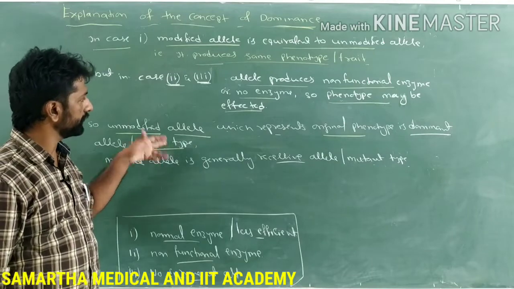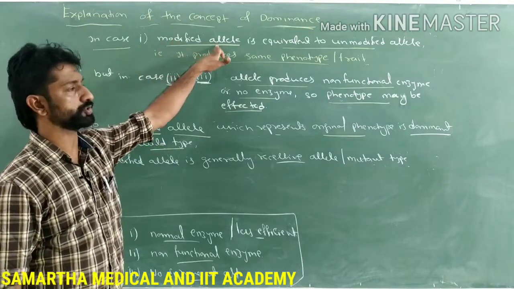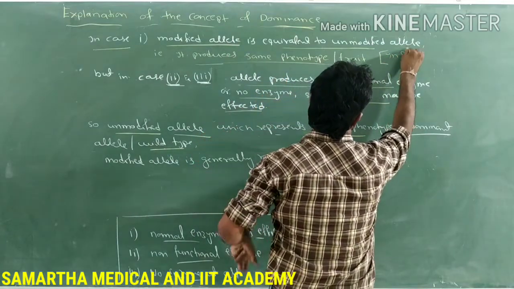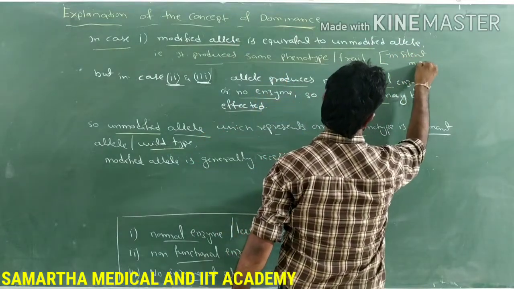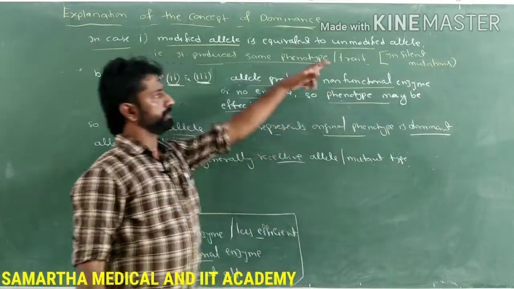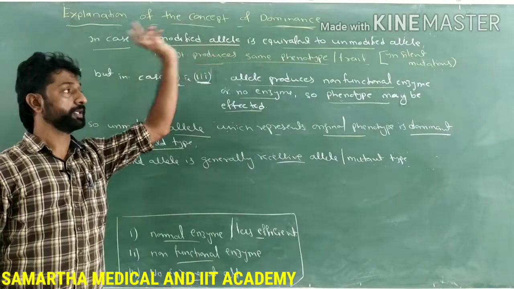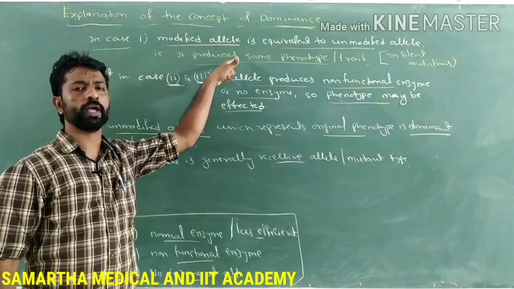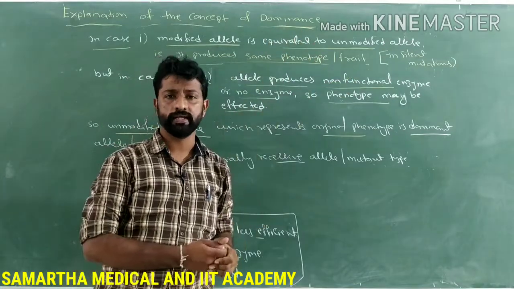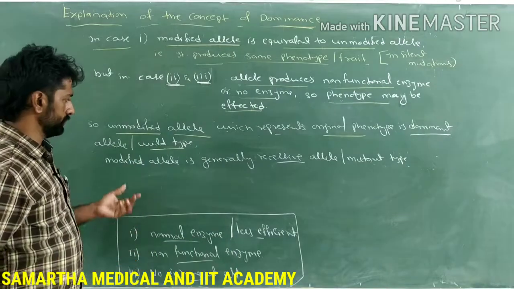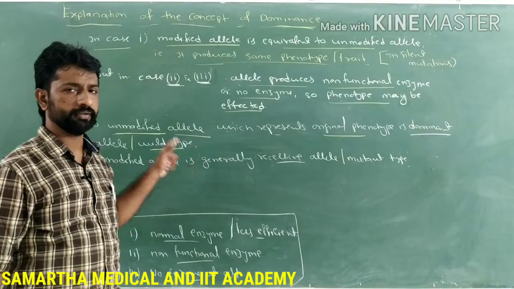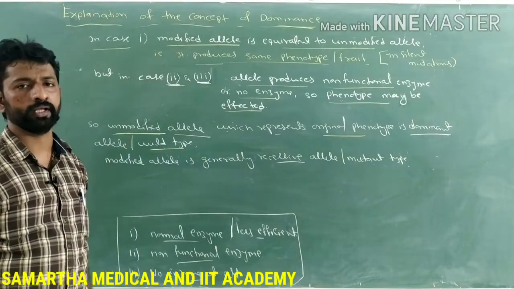The same thing can happen in a modified allele also; this is possible in silent mutations. Here the allele is mutated, but still it produces the same phenotype as that of the unmodified allele. That occurs during silent mutations. So, if the unmodified allele produces the original phenotype, then that allele is called the dominant allele or the wild type.